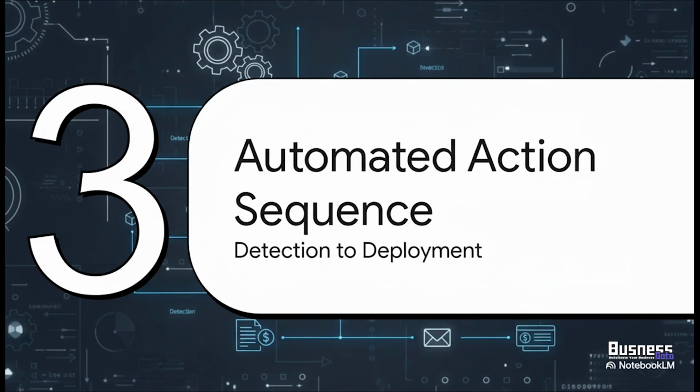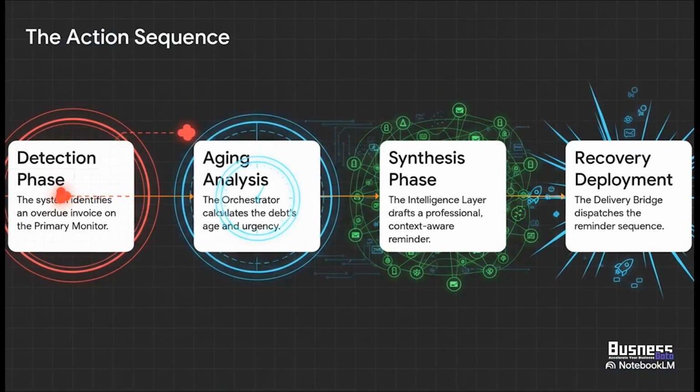All right, so we've met the players on our team. Now it's time to see them actually run the play. This is the automated action sequence. We're going to follow a single overdue invoice as it moves through the system, and you'll see how it triggers this precise cascade of automated actions. So this is how it all flows.